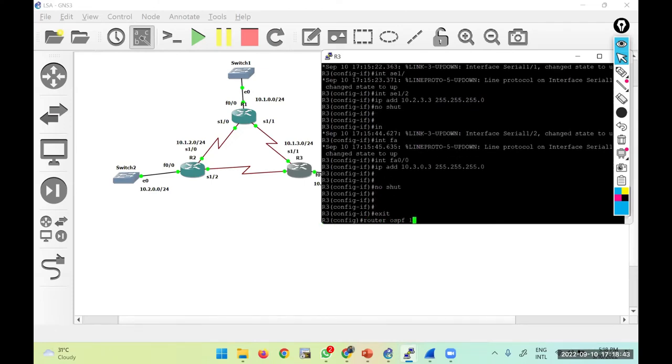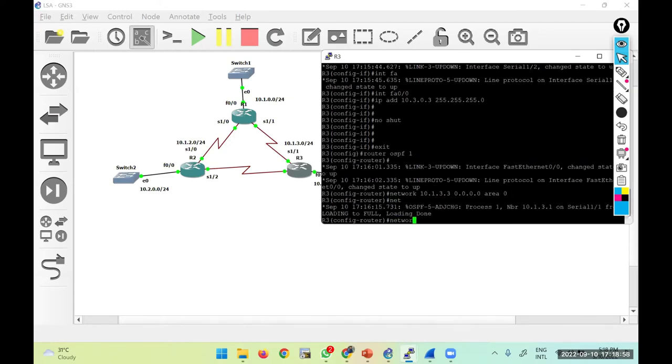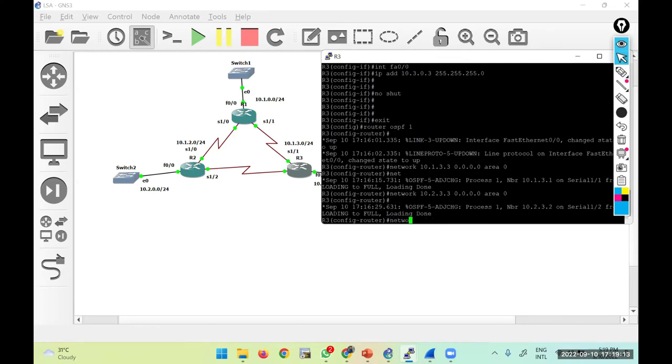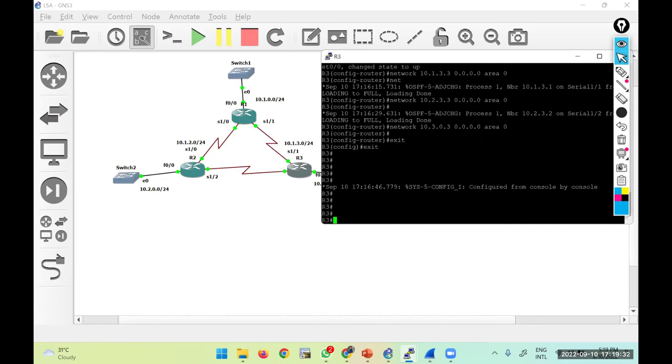Then router ospf 1, network 10.1.3.3, wildcard mask is quad 0 and the area is 0. Also the same for the other side, network 10.2.3.3 and the wildcard mask is 0.0.0.0, area 0. And for the LAN side, network is 10.3.0.3 and the wildcard mask is quad 0 and area is 0. If everything goes well, then we'll have two neighborships, one with R1 and another one with R2.